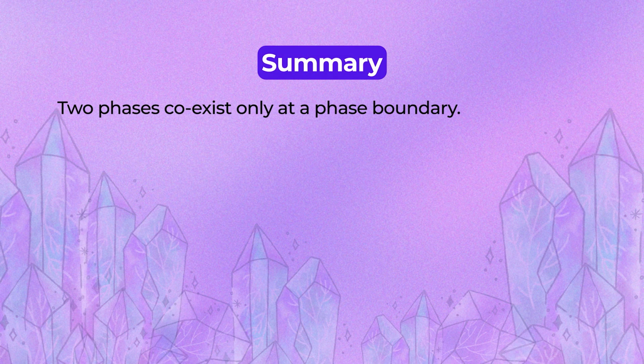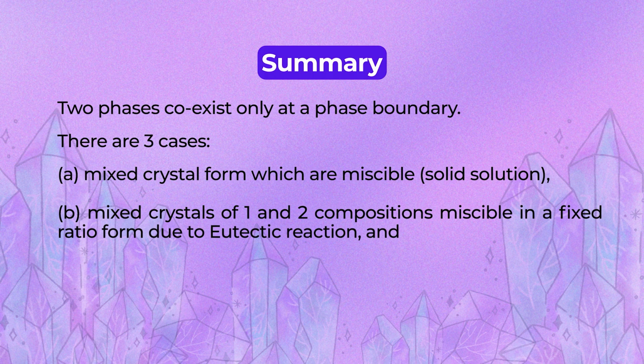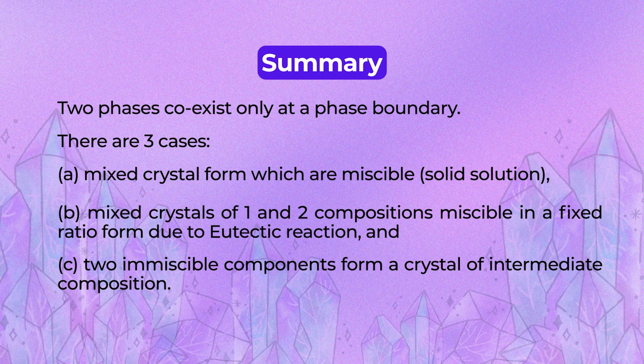Now, viewers, let us summarize what we have discussed in this video. We have discussed two phases. They coexist only at the phase boundary. There are three cases. Number 1A, mixed crystals which are miscible, that is solid solution. And B, mixed crystals of 1 and 2 compositions miscible in a fixed ratio form due to eutectic reaction. And C, two miscible components form a crystal of intermediate composition.